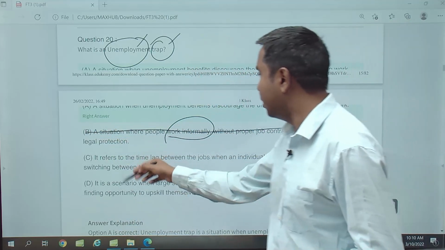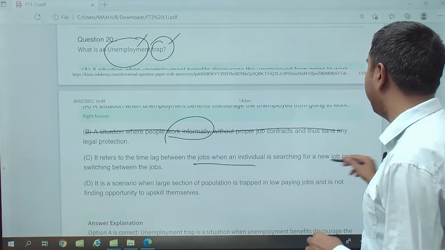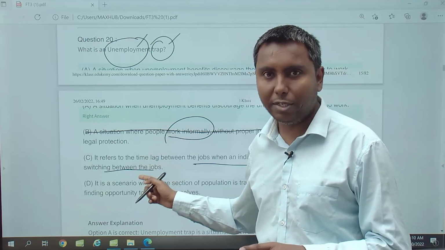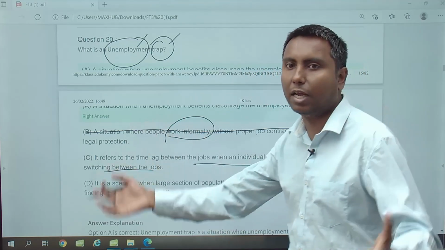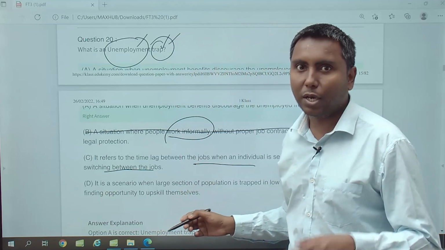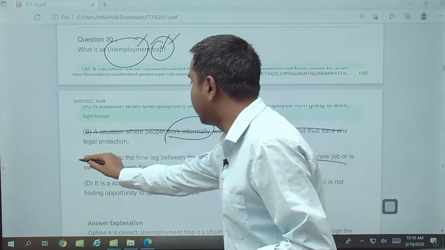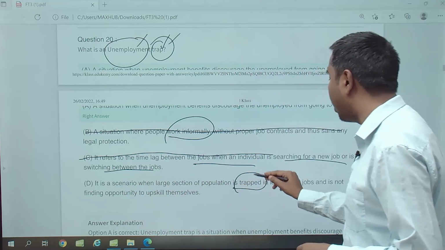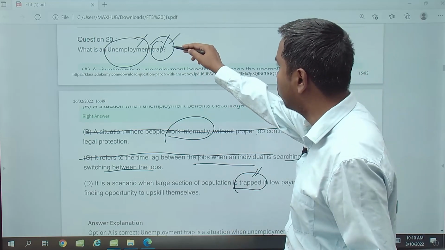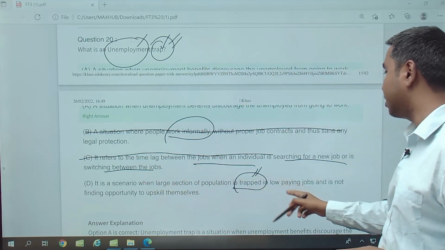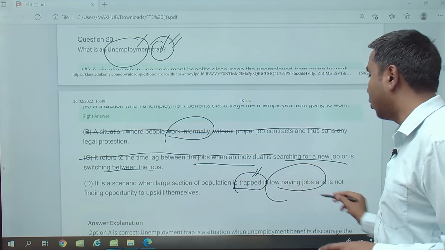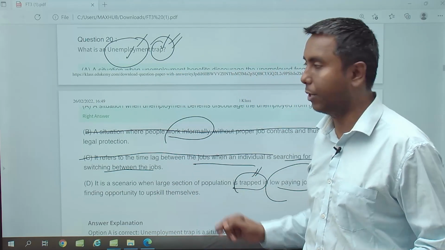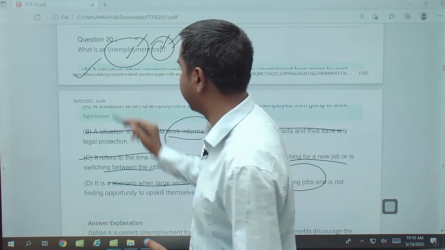So B is gone. C. It refers to the time lag when an individual is searching for a new job or is switching between jobs. Okay, now this is a case of unemployment. It's a case of frictional unemployment, but there is no trap here. The person is not forced to be here. It's voluntary. So C is again gone. D. It is a scenario where a large section of the population is trapped. Here the word trap has been deliberately introduced to trap you. It is a scenario where a large section of the population is trapped in low-paying jobs. Okay, again, low-paying jobs. It is not a case of unemployment. It is a case of underemployment. So this is also incorrect. A is the correct answer.